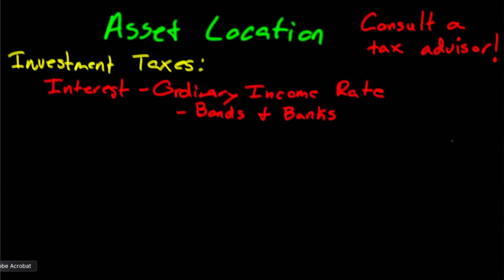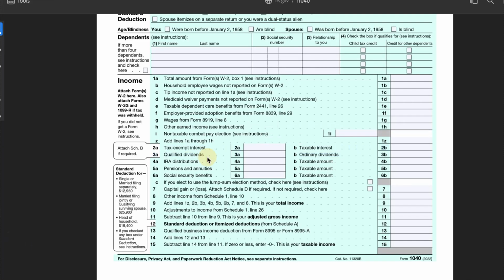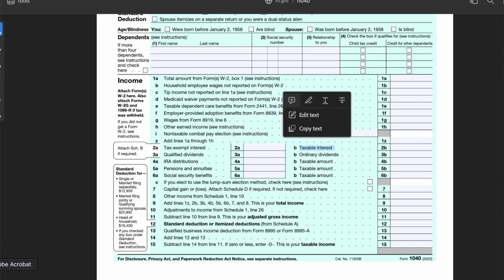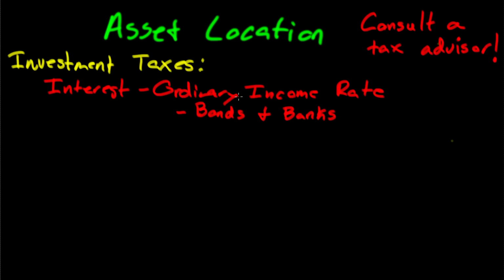So back on the Form 1040 that we were looking at, I want to talk about your taxable interest. It's line 2B. Taxable interest is taxed at your ordinary income tax rate. That's like your federal marginal income tax rate. So if you're at the 32% bracket or the 35% bracket, that is how your interest is taxed.